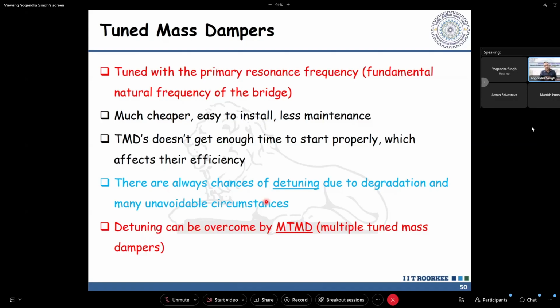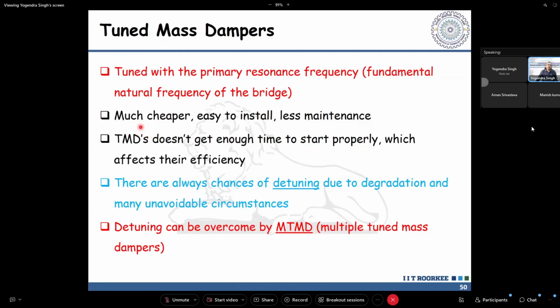When the forcing frequency is equal to the frequency of the primary structure, that is the resonance frequency. And actually, we are trying to avoid or mitigate the effects at that frequency only. So we can put a second system, which has the same frequency as the frequency of vibration of the primary system. The primary system has the same frequency, the secondary system has the same frequency, and the forcing function also has the same frequency. That type of situation will occur when we have resonance conditions, and that resonance condition can be mitigated through these.